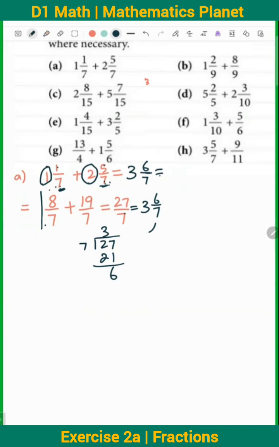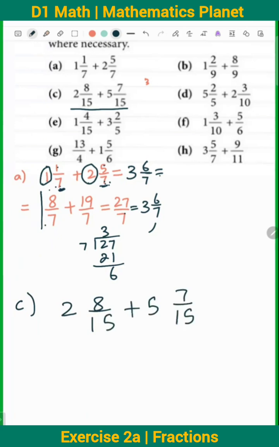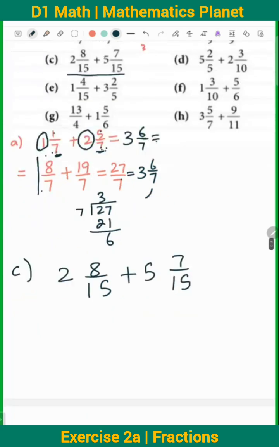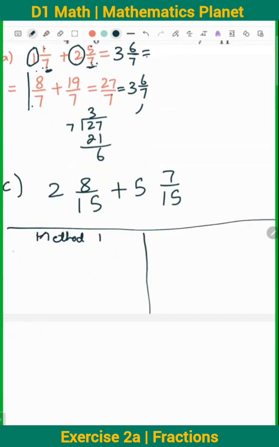Yes, students, everything clear? Miss, can you explain one more time? Yes, I can explain one more time. We will do it with the C part again, and you can understand it in a better way. 2 whole 8 by 15 plus 5 whole 7 by 15. Now, I am going to use two methods to solve this question. Method 1 and method 2.